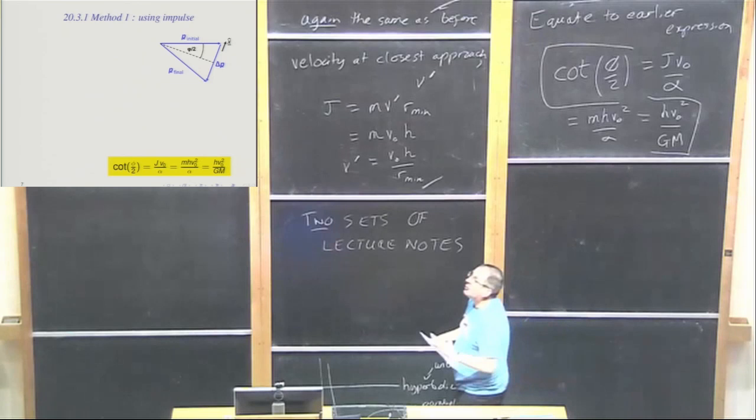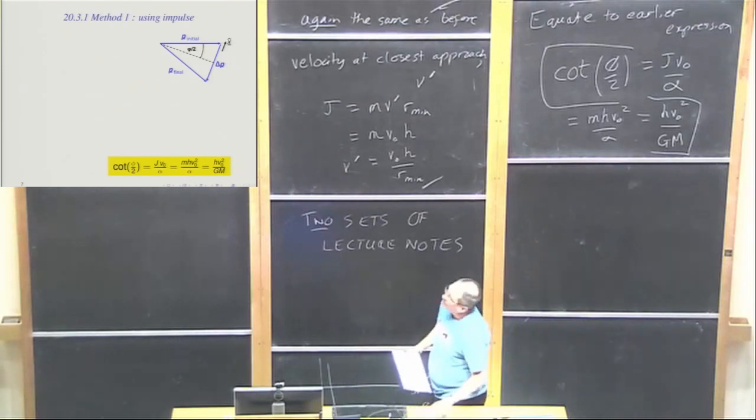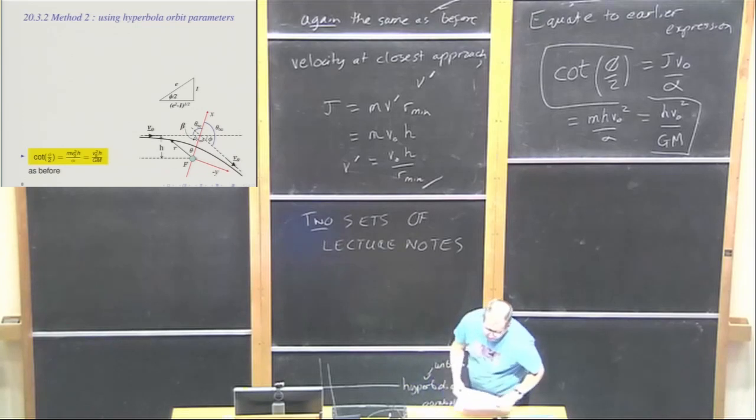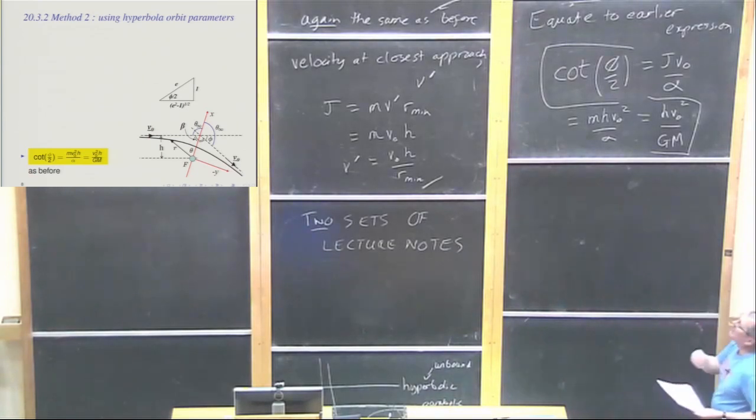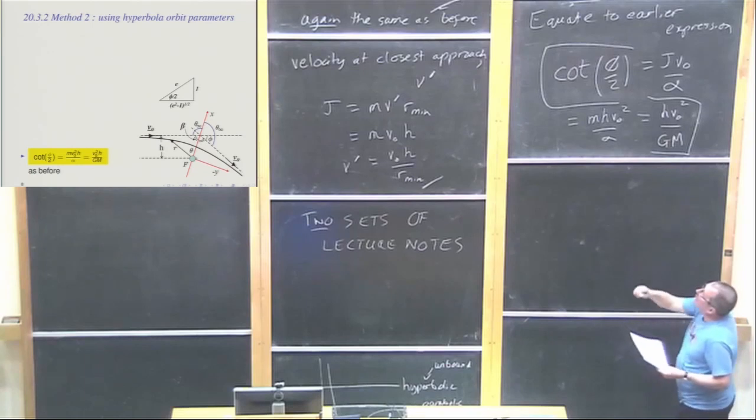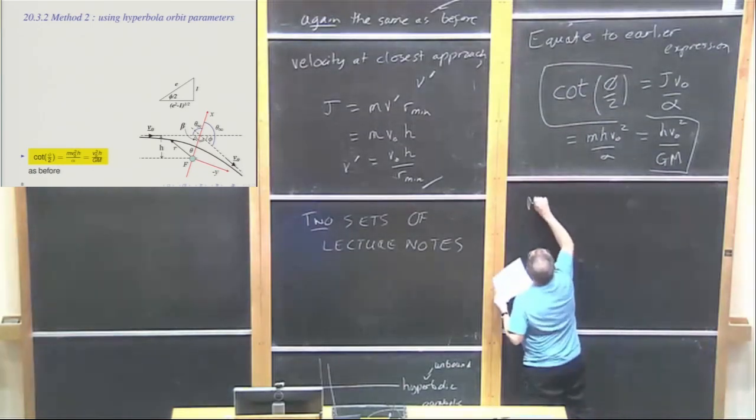I said we were going to derive this in two ways. So let's look at another way. This is using considerations of the properties of the orbit. Okay, so using hyperbolic orbit parameters. So method 2.